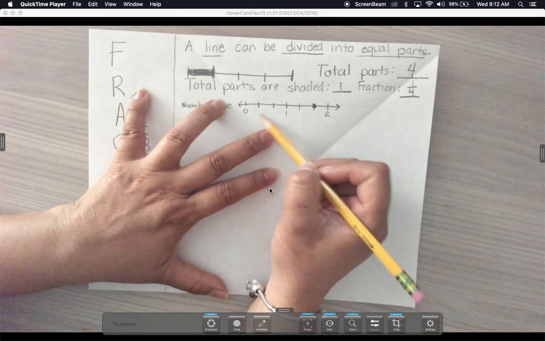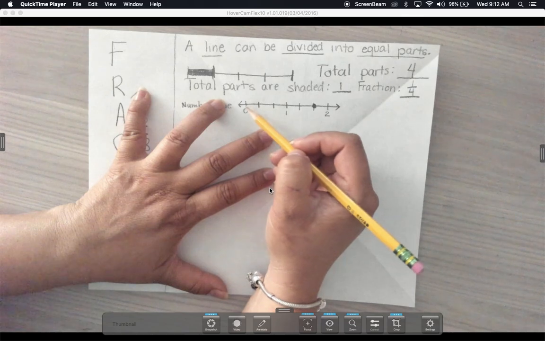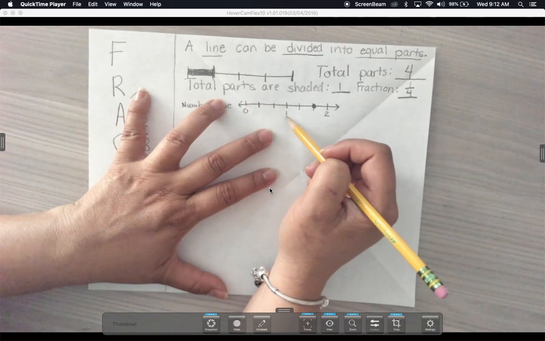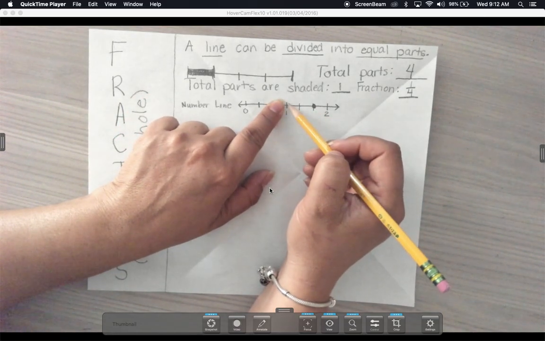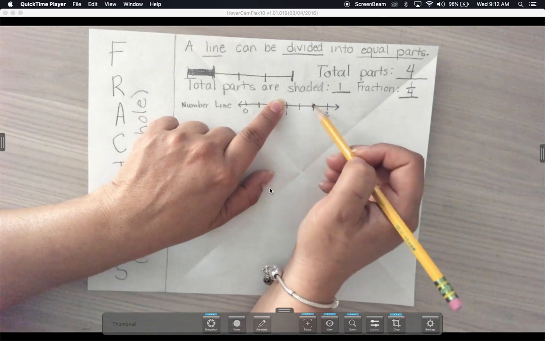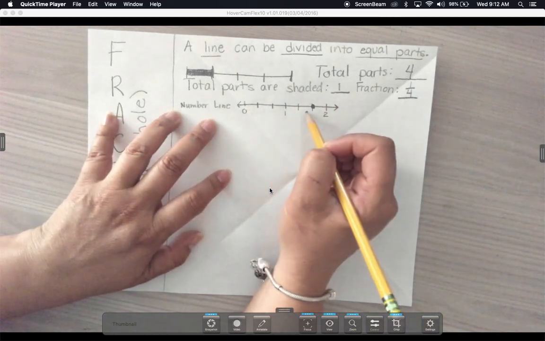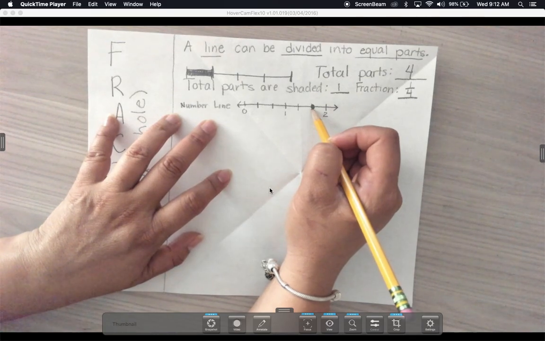How many did I divide this part into? Let's see. 1, 2, 3. So from 0 to 1, I've divided into 3 parts. And from 1 to 2, I divided into 1, 2, 3 parts. Do you see that? So my point on this number line is represented like Daniela just said.